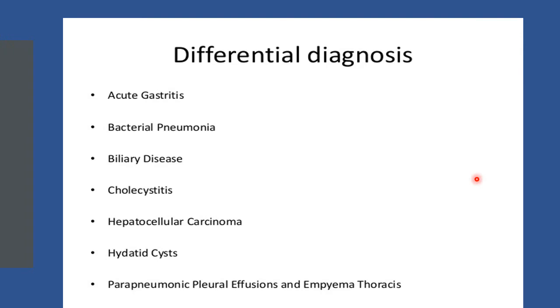Differential diagnoses for liver abscess are listed here, among which the first four are the most common: acute gastritis, bacterial pneumonia, liver disease such as biliary infections, liver cirrhosis, and acute polycystitis with empyema of the gallbladder. These are all differential diagnoses that must be considered in a patient presenting with features of liver abscess.